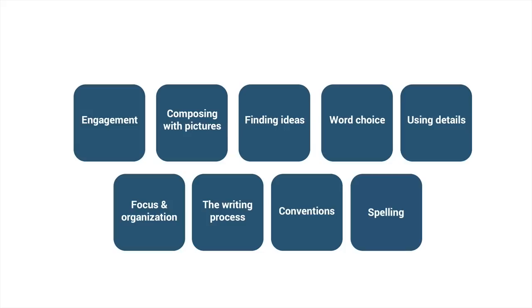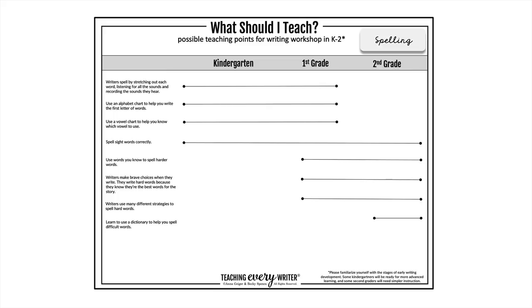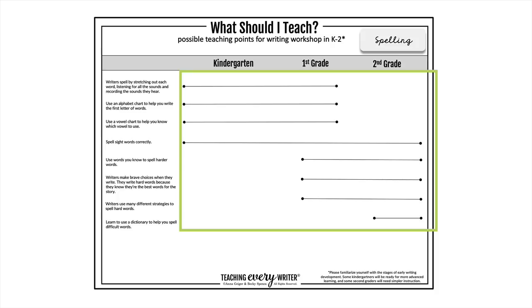Inside the full online course, we're going to share 2 charts that are going to really help you plan out what to teach. Let's take a sneak peek. One of those looks like this. You'll find 9 charts, one for each of those categories. This one is for spelling. On the left, you will see a list of skills for each topic, and then on the right, you will see in which grade levels to focus on those skills.